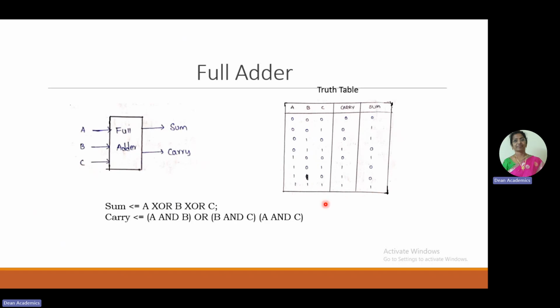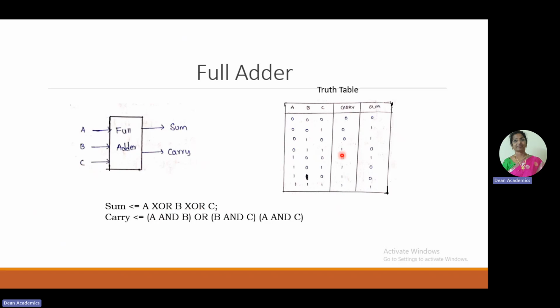In this way, we write the truth table for the full adder, and then we realize the Boolean expression for the sum. We take all the terms and simplify through K-map or by using Boolean theorems. Sum is equal to A bar B bar C plus A bar B C bar plus A B bar C bar plus A B C. When we simplify these four terms, we get A XOR B XOR C.